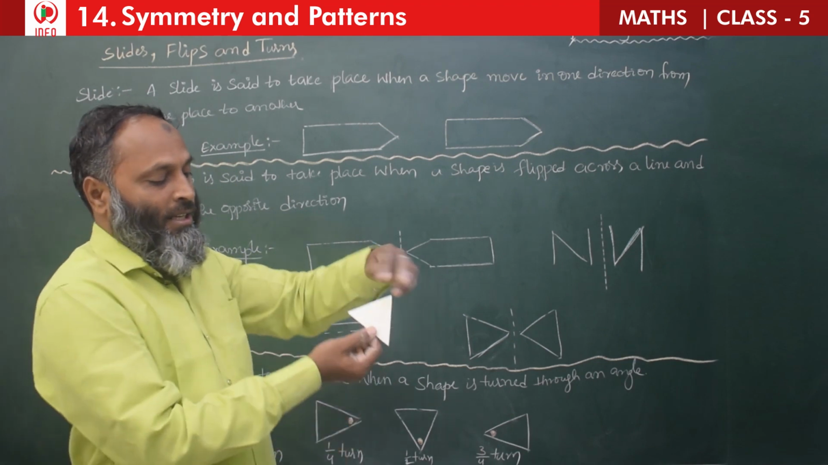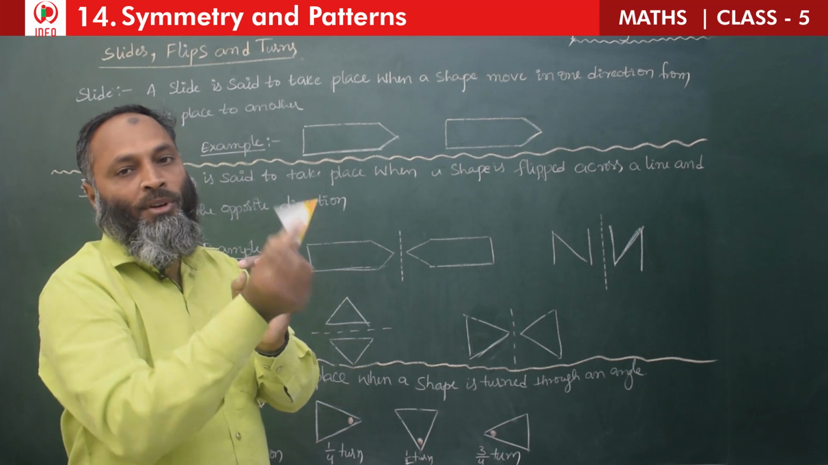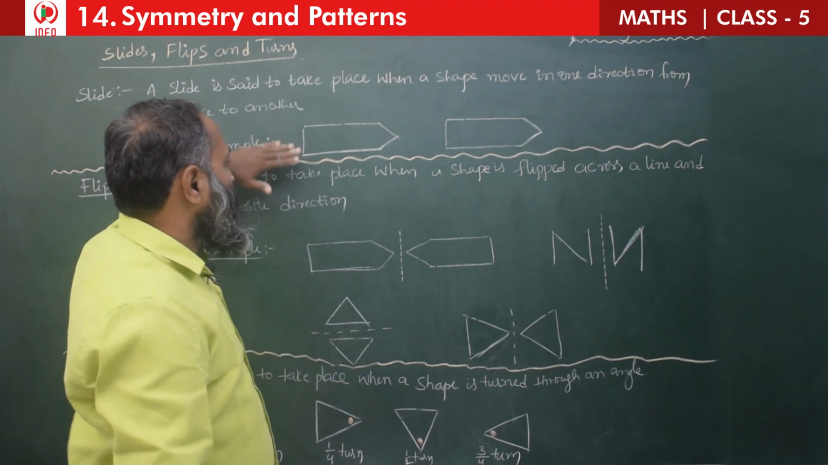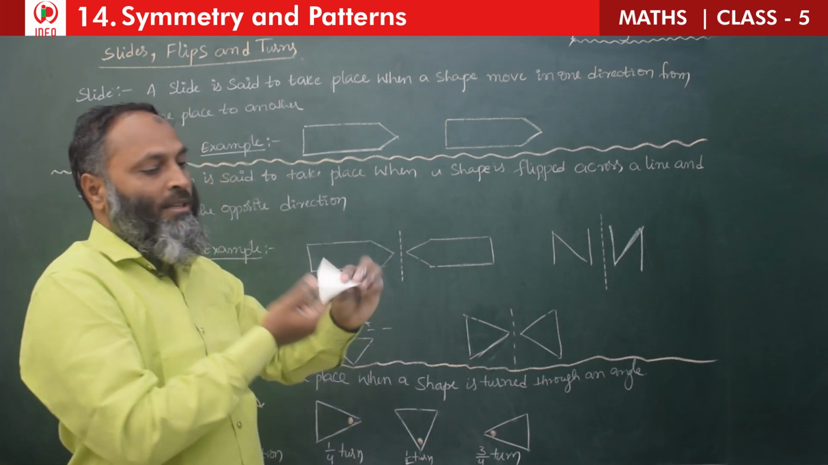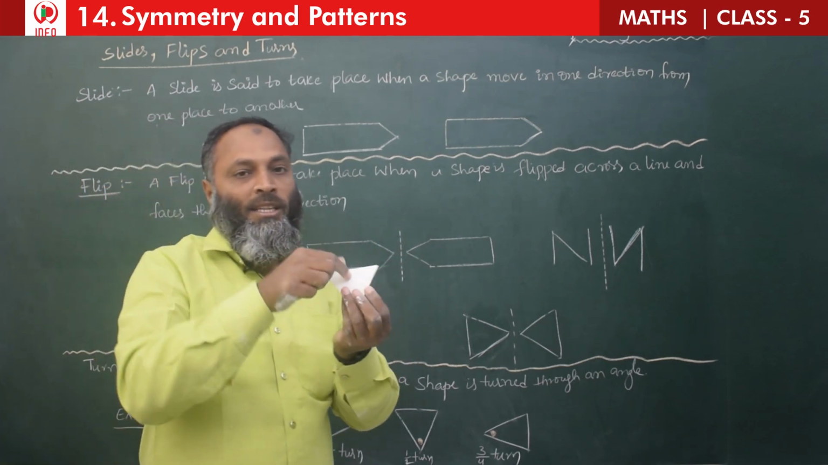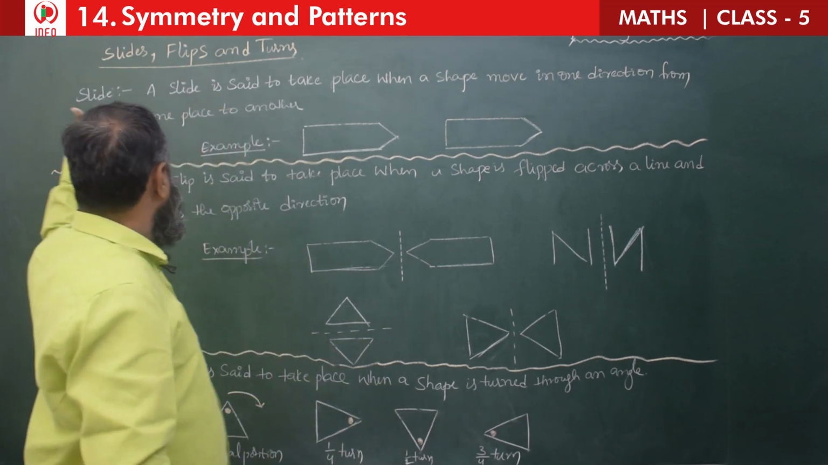This is turning like this, like this, like this. This is the turn, this is the flip, and this is the slide. Slide, from here to here, it slides. Flip means like this. Turn means turning, rotating like this. So this is about flip, turn, and slide.